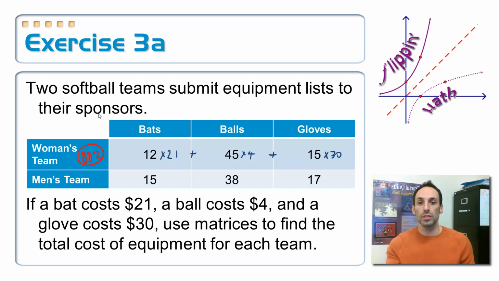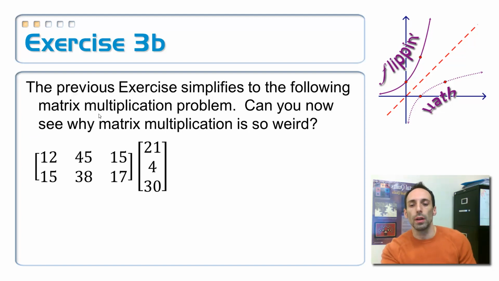Okay, so now let's look at this in terms of it being matrix multiplication. So the array of numbers as I see it in the table, I'm going to keep exactly the same. So the top row is going to be the women's team, the bottom row is going to be the men's team, and then each of the columns we have bats, balls, and gloves. Okay, and then I'm going to take that and multiply it by a matrix made up of just one column, 21, 4, 30. Those numbers correspond to 21 was the cost of the bats, 4 was the cost of the balls, and 30 was the cost of the gloves.